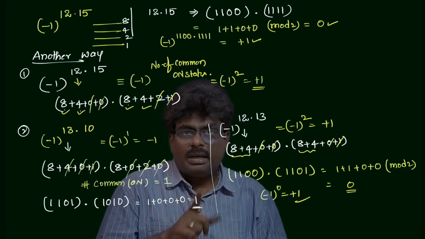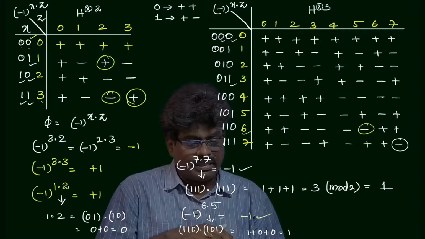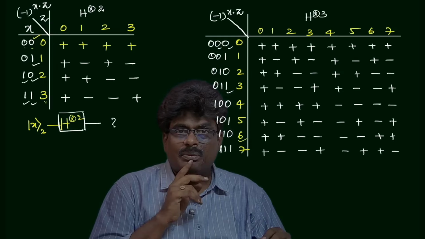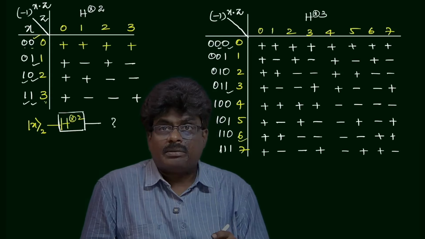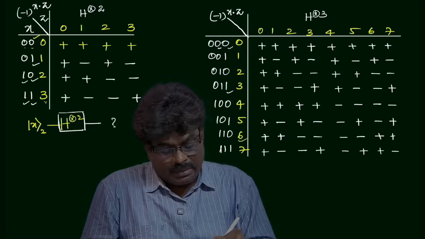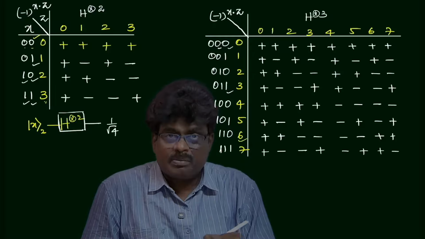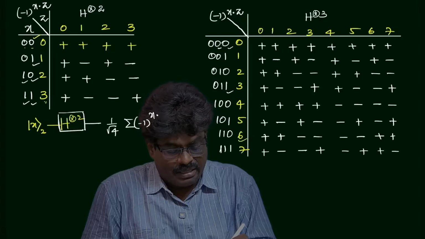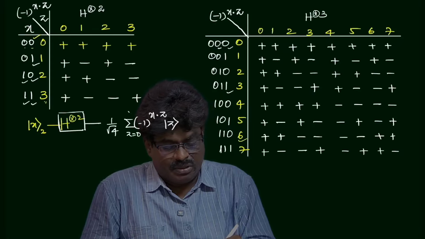And now let us come back to this tabular form. This is a very crucial and very important tabular form. With this table, we can find the output very easily. For example, here I have H tensor 2, that means 2 qubits. As per that formula, what is the output state? The output state is 1 over root 4, because 2 qubits are there, and summation of minus 1 whole power x dot z, where z is equal to 0 to 3.